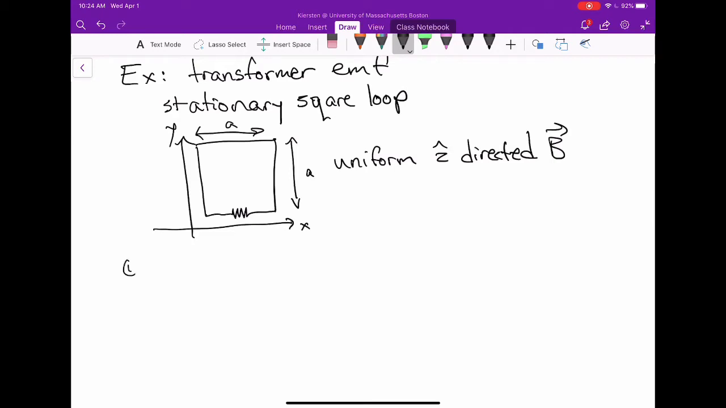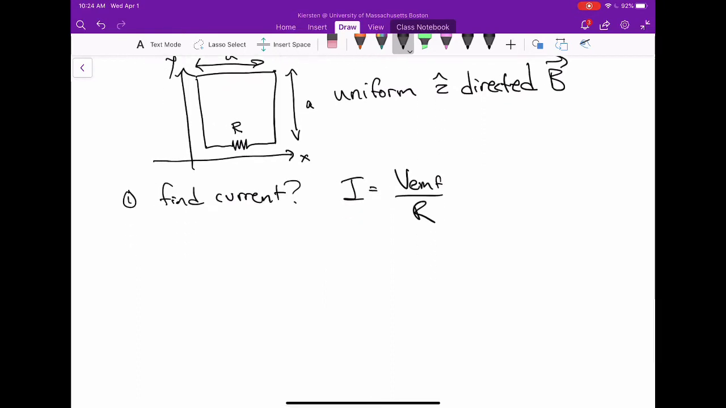We got to remember, first of all, we can use Ohm's law. So if we have this resistance R here, the current is going to be the induced EMF divided by that resistance. Which means now all we have to do is find V EMF by applying Faraday's law. And we know that that is minus the time derivative of the flux integral of that magnetic field.